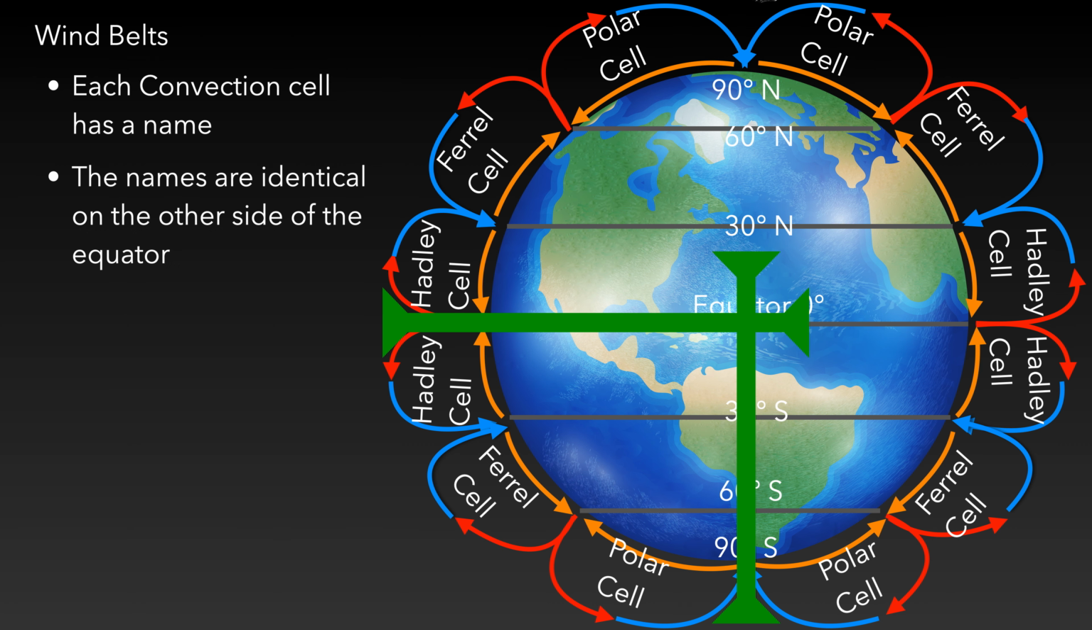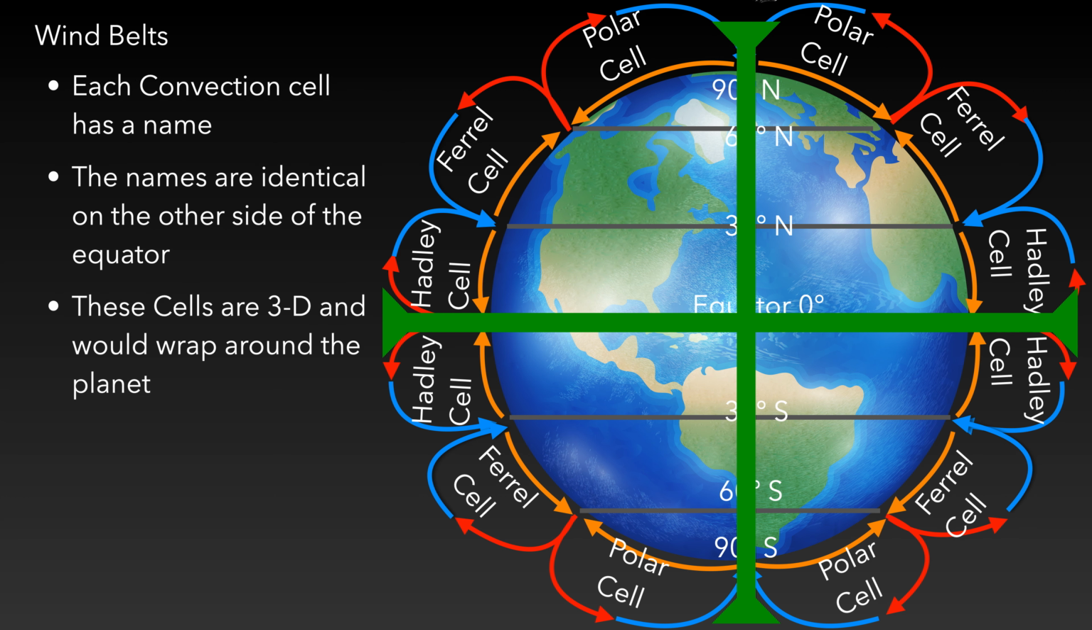One thing you'll notice is that there's a pattern of naming them. They are identical or symmetrical from one side of the equator to the other. Now, as a reminder, these are 3D, which means the Hadley cells from the left side will connect to the Hadley cells on the right side, similar to creating a donut or a ring that goes around the planet Earth.